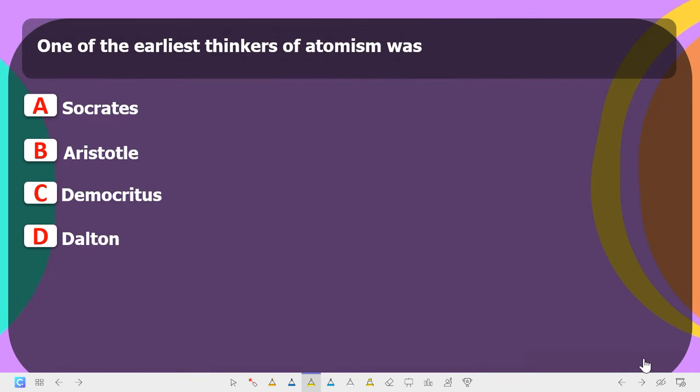The earliest thinker of atomism was... Now, the earliest thinker of atomism was Democritus. He was a philosopher who propounded that the atom is the smallest uncuttable particle of an element. They were looking for the universal stuff of the universe. That is what the universe is comprised of.